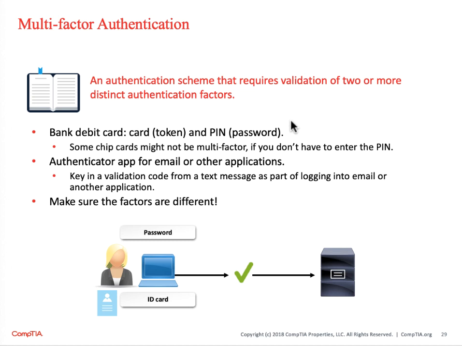So usually, if you press credit, that's not going to be multi-factor. But if you did debit and added your pin to it, that would be multi-factor. And another example would be getting a validation code from a text message after you log into an email. You know your username and password, and then getting that validation code is going to be something you have, because you have your phone on you, which tells you that validation code.